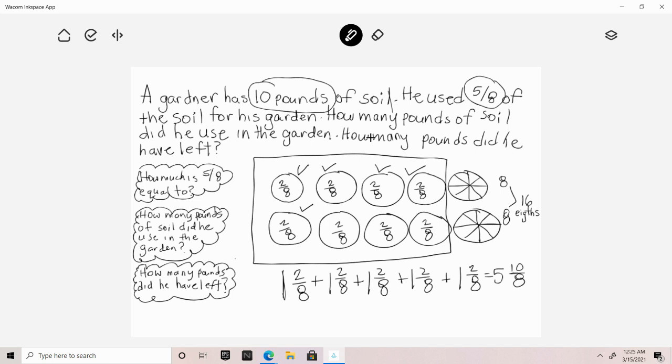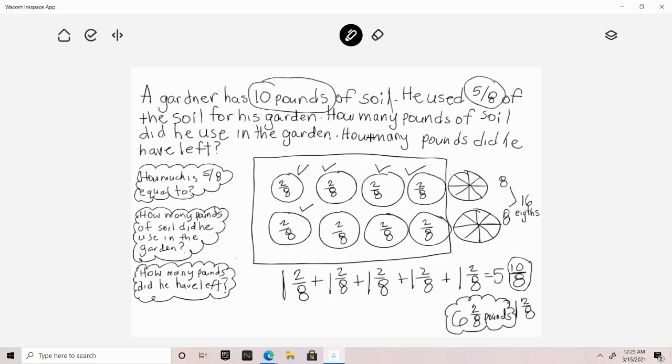Because we know that this sign here, the fraction sign, represents division. And we did this already. We know that 10 divided by 8 gives us 1 and 2 eighths. However, we have a 5 here that we have to combine. So we have 5 and 1, which gives us 6 and 2 eighths. So that's the amount that the gardener used, the 6 and 2 eighths.